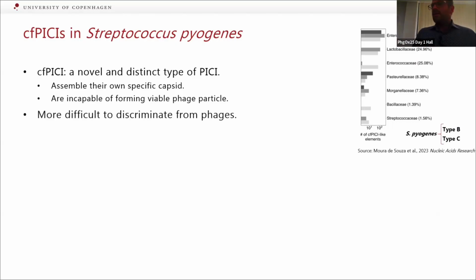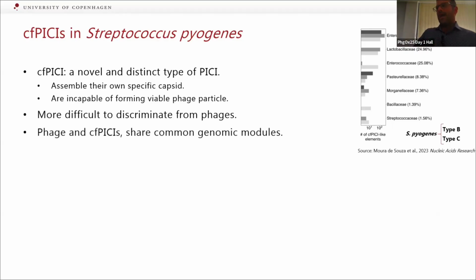And in fact, they are quite difficult to discriminate from the phages because they still carry some structural genes, not all of them, of course, because they lack some tail proteins, so they are still not forming viable virions.